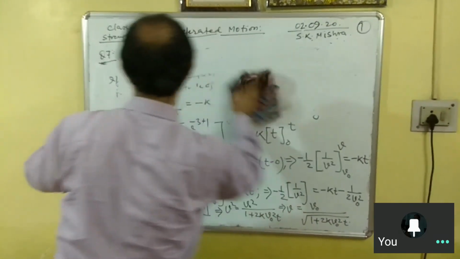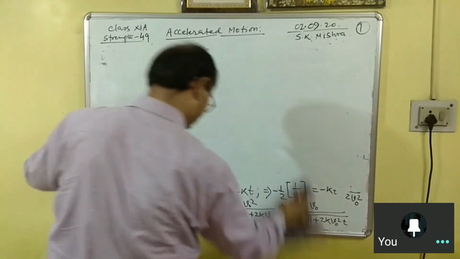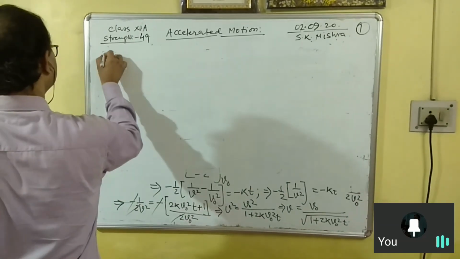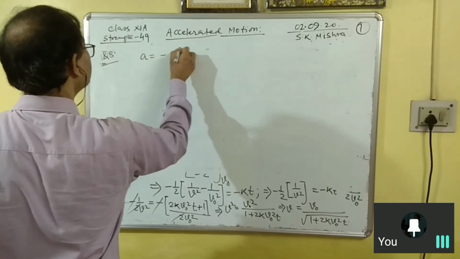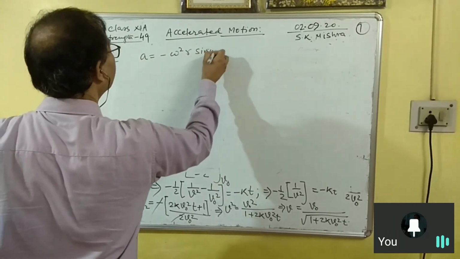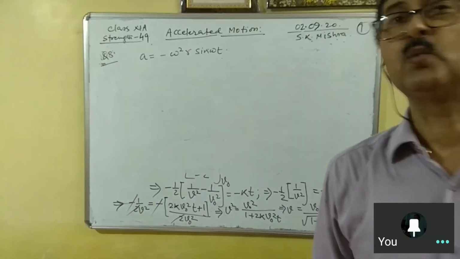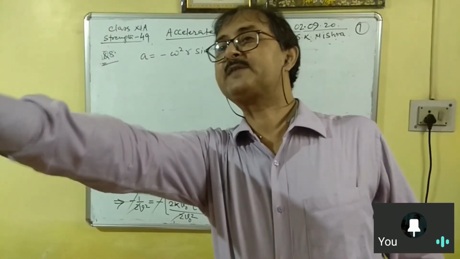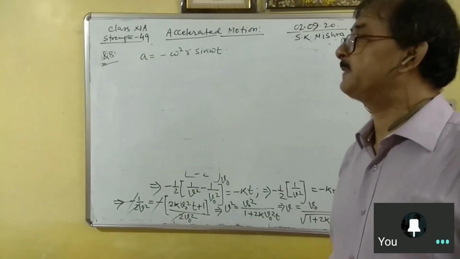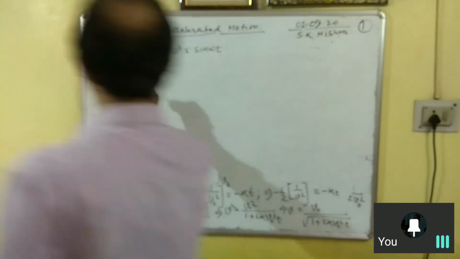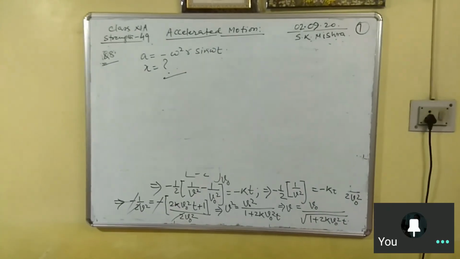Yeah, this is very interesting question. That's why I'm taking 2 minutes. So the question is, question number 8. This question is, acceleration a is given by minus omega square r sine omega t. What will be the expression for displacement? So you have to find the expression for displacement. If acceleration is given by this relation, so how can you find it?